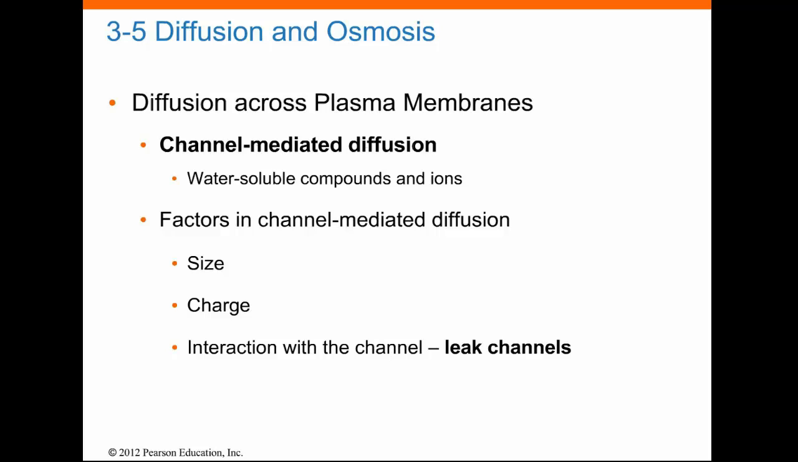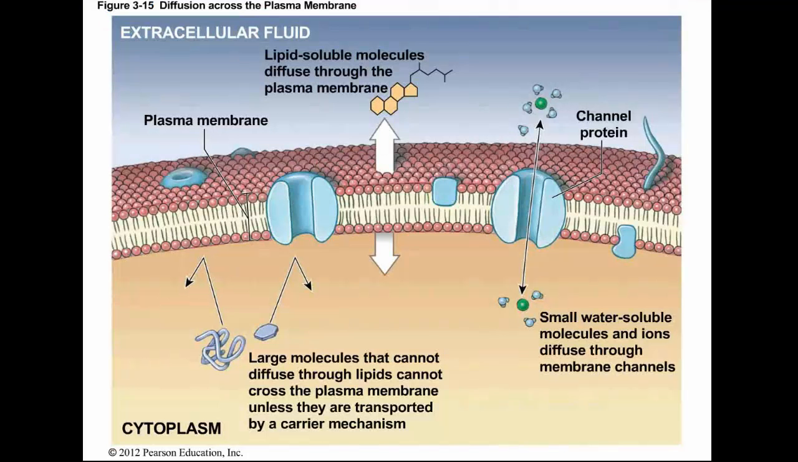If we look at channel-mediated diffusion, such as water needing to move into the cells, it has to move through by channel-mediated diffusion. So channel-mediated diffusion is dependent upon the size and the charge and the interaction between the channel, so it should be able to leak through the channels.